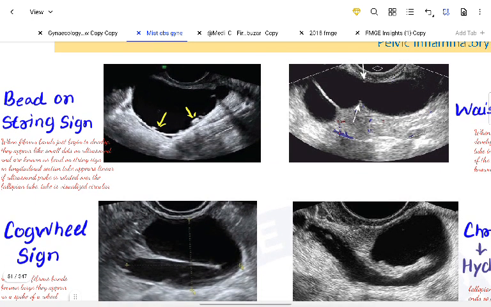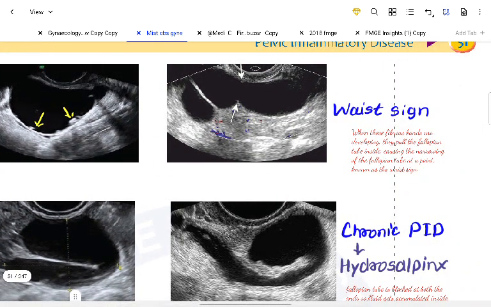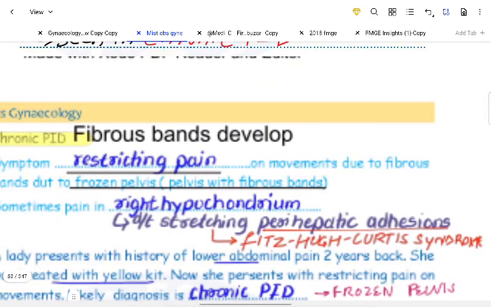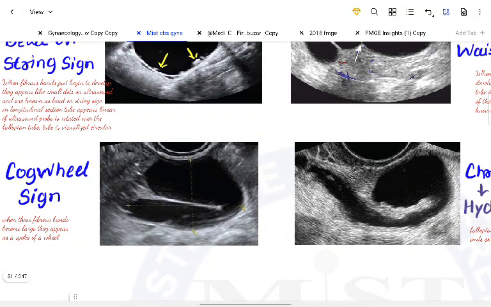Then we see waist sign. When these fibrous bands are developing, they pull the fallopian tube inside, causing narrowing of the fallopian tube at a point, and this is known as waist sign because the waist of a woman is snatched inside. Then we have cogwheel sign. When the fibrous bands become large, they appear as a spoke of a wheel, and this is known as cogwheel sign.